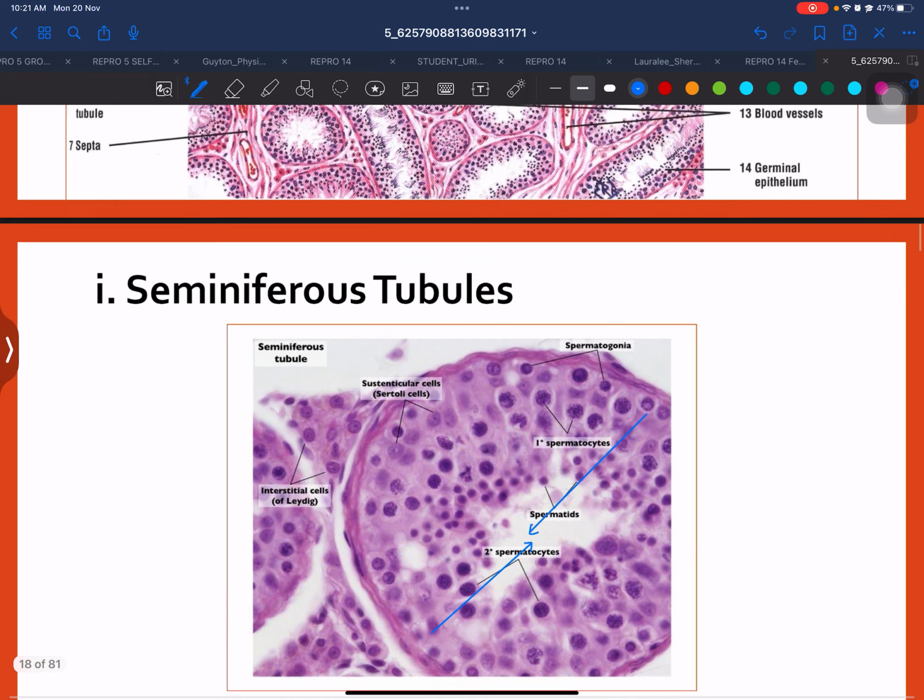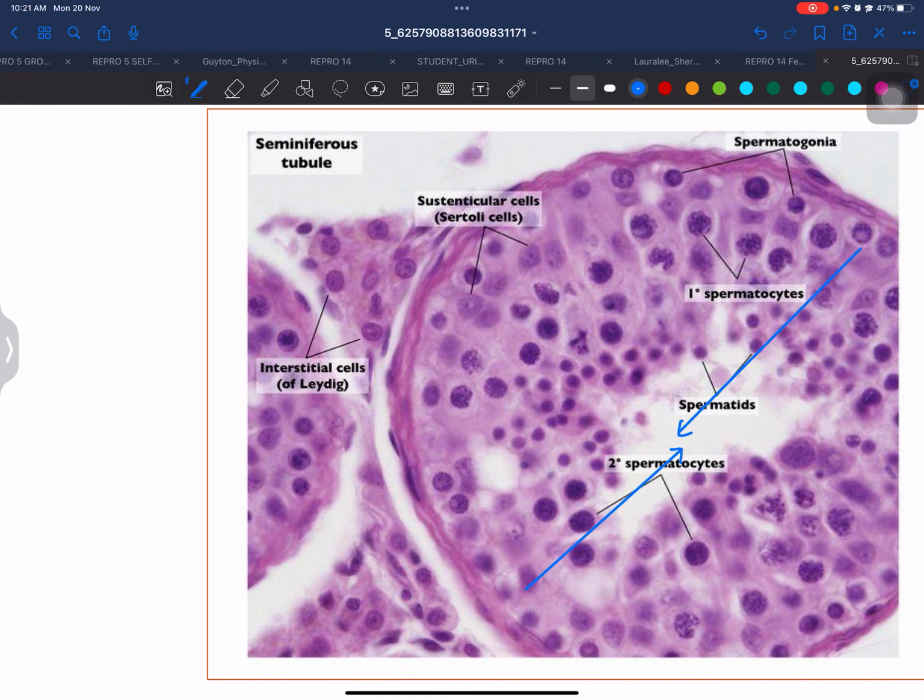these are the interstitial cells, the Leydig cells. So this cell produces what? Testosterone. So the Leydig cell produces testosterone.